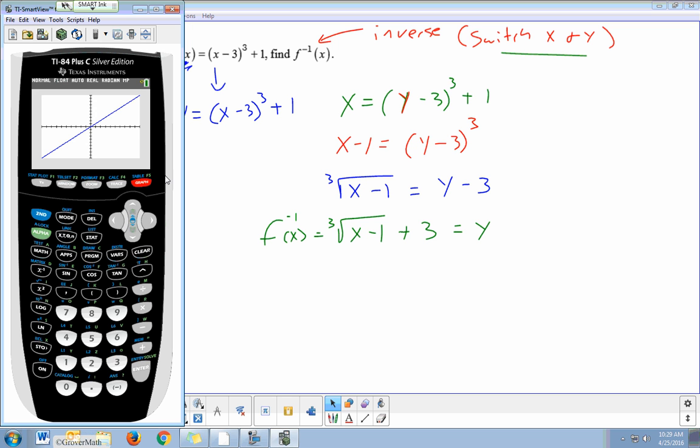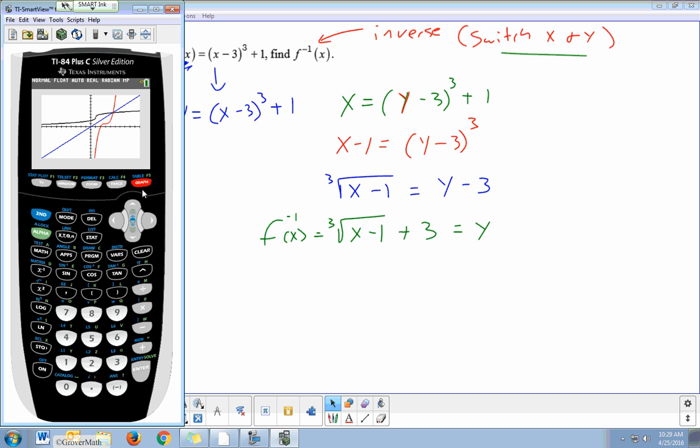And let's look at all this stuff graphed together. So we have the line y equals x. Next, it's going to graph the cube root function in red, and then the cubed function, and then the cube root. So the red is f of x, and the black is f inverse of x. And again, we see they are a reflection of each other across the line y equals x.